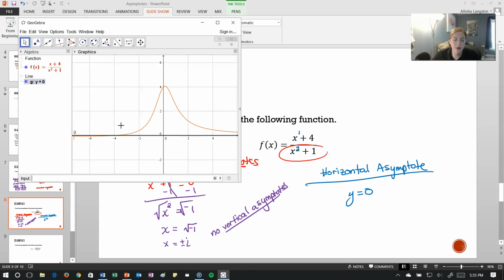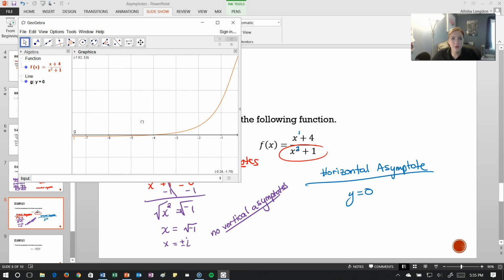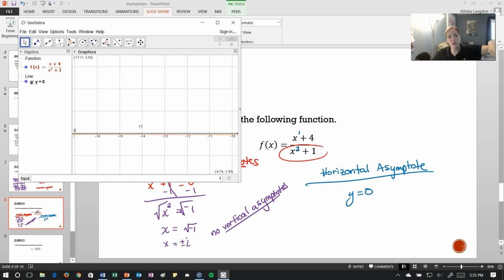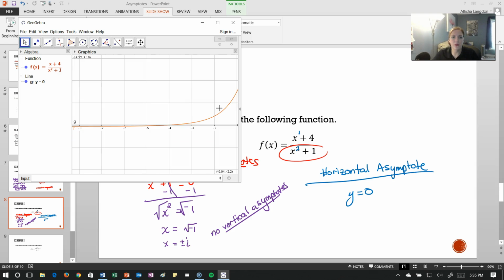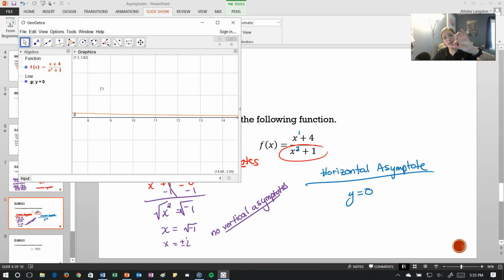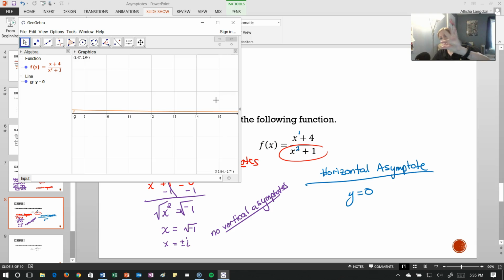Boom. Notice that the graph does go under, but then it starts to go back up and approach that y equals 0 from underneath. That's what's happening here on this graph on the left-hand side. On the right-hand side, notice that the graph is approaching from the top.